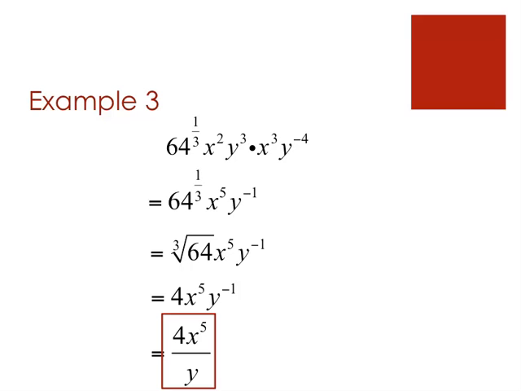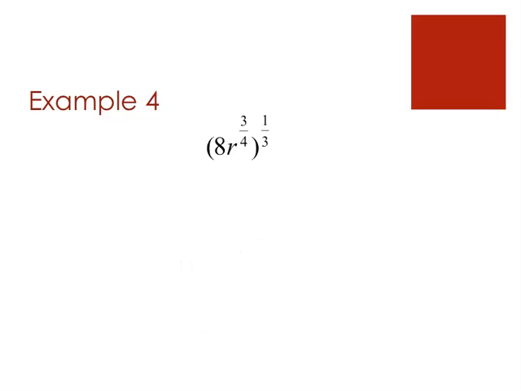All right, let's look at another example. We have 8r to the 3/4, all in parentheses, raised to the 1/3. Now, because you have parentheses in there, that should be hopefully a clue that the 1/3 exponent that's on the outside of the parentheses applies to each part. So 8 is raised to the 1/3, r to the 3/4 is also raised to the 1/3.